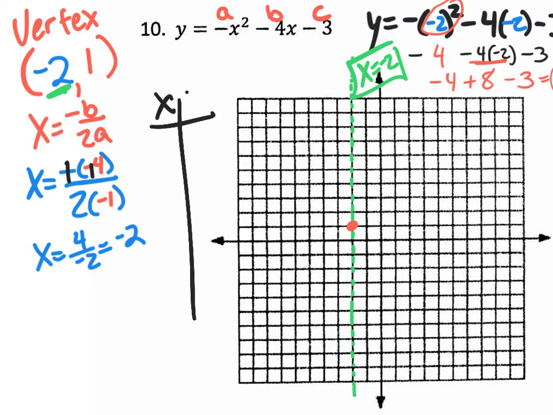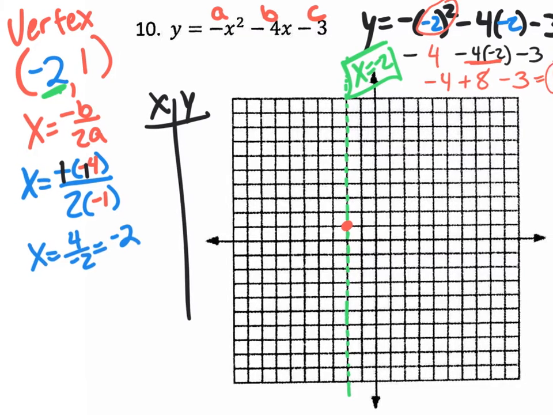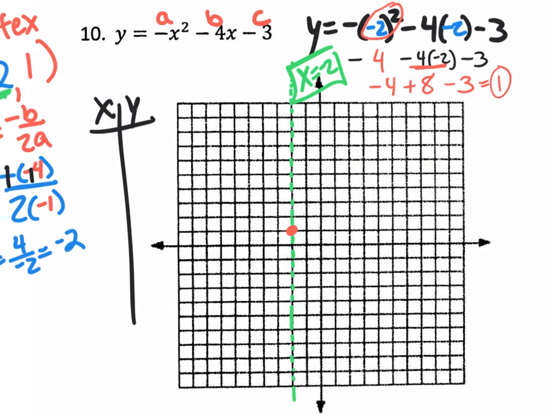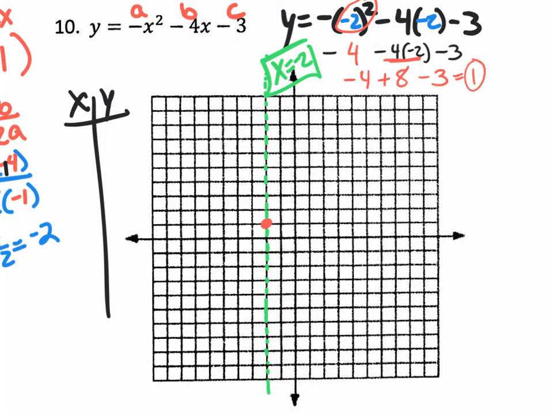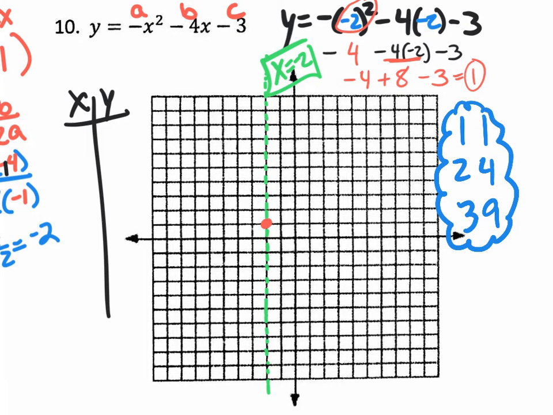So you could use an XY table if you want, maybe if you're bored, right? But the quicker way of doing it is using the pattern 1, 1, 2, 4, 3, 9. So let me write that right here on the side. 1, 1, 2, 4, 3, 9. This pattern works for any equation that has an A value of 1. If it doesn't equal 1, you can't use this pattern.